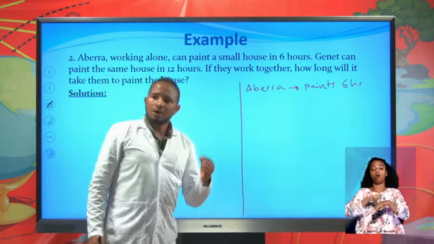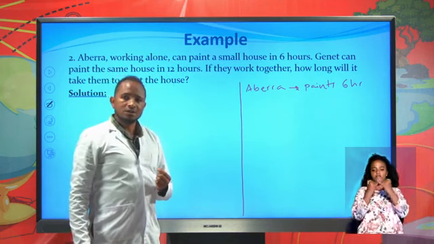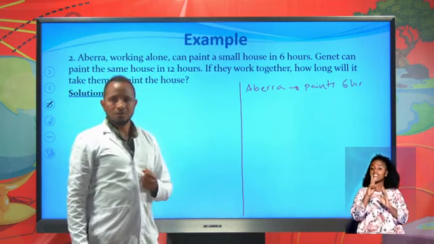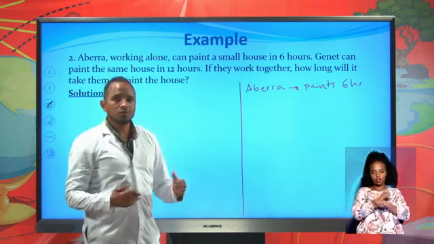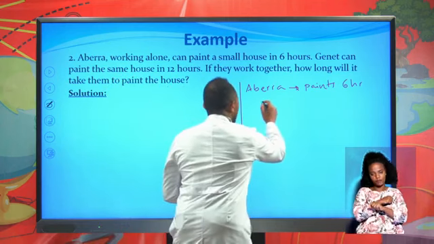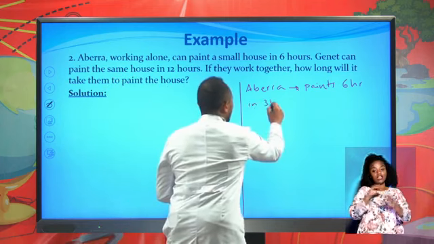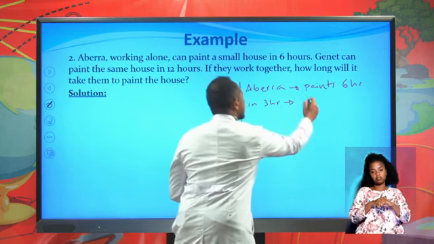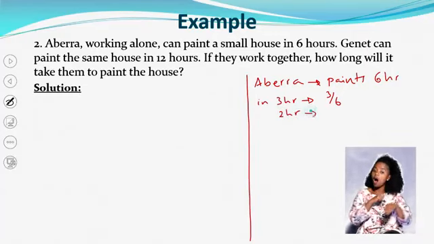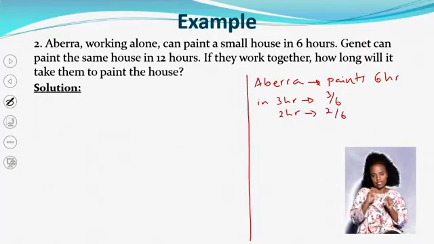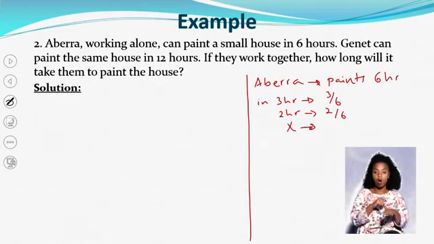So what fraction of work can Aberra finish in 3 hours? In 3 hours, he completes half of the job, or 3/6 of the job. In 2 hours, he can complete 2/6 of the job. If we take a variable x, in x hours, where x is less than 6, he completes x over 6 of the job.